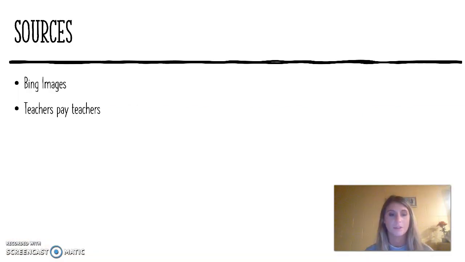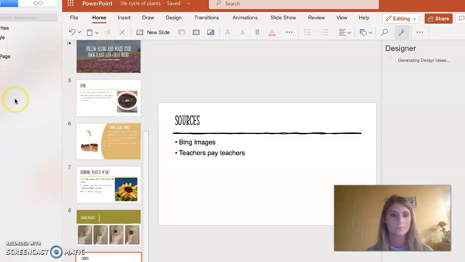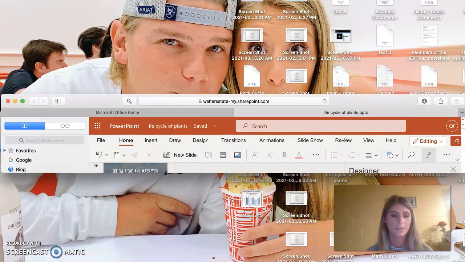And then my sources, I got all my pictures off Bing, and I found this idea of the little booklet on Teachers Pay Teachers, but I made the page templates myself. And that's it.